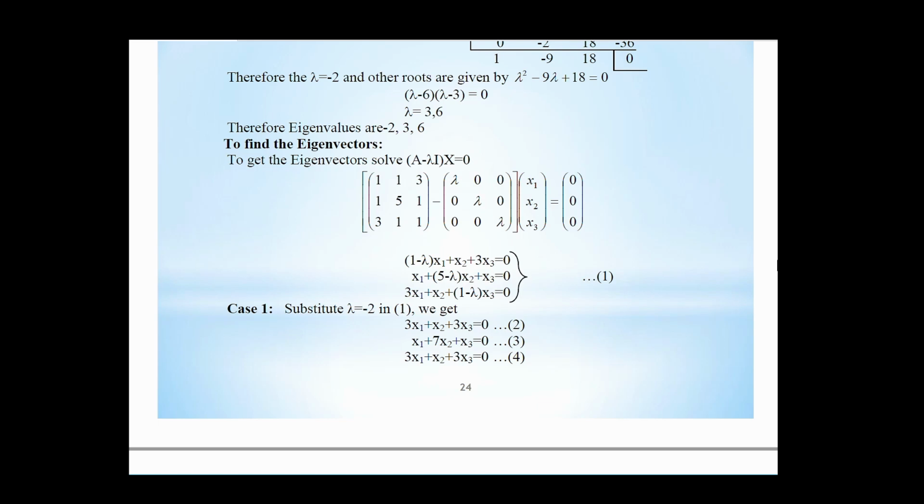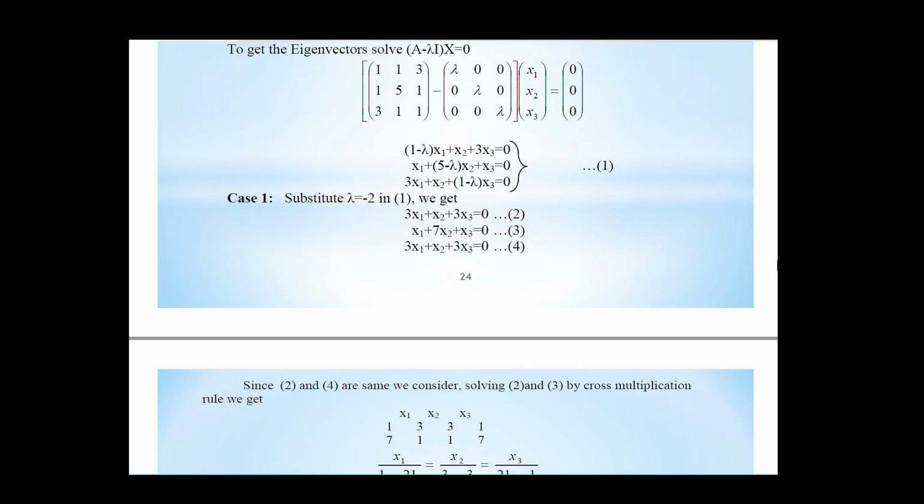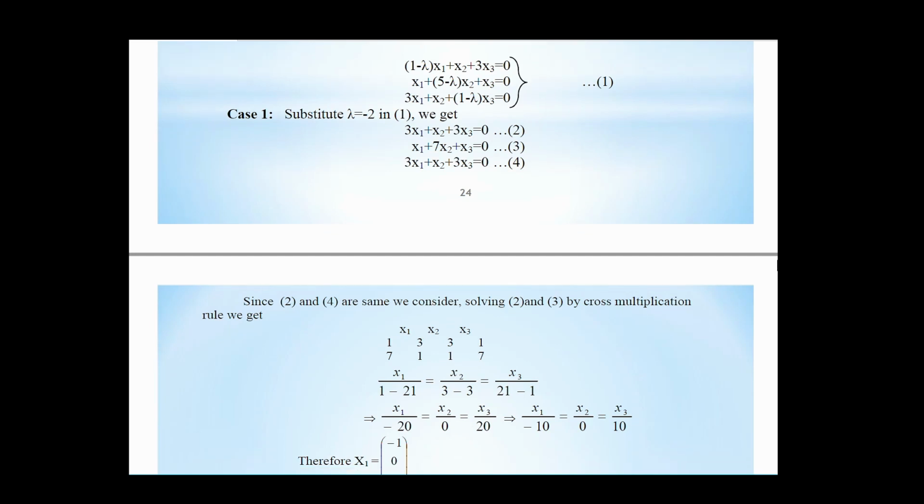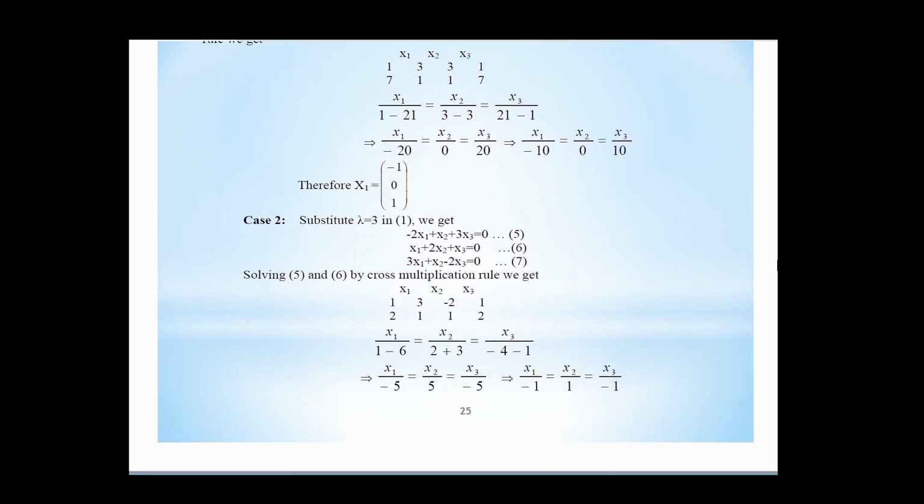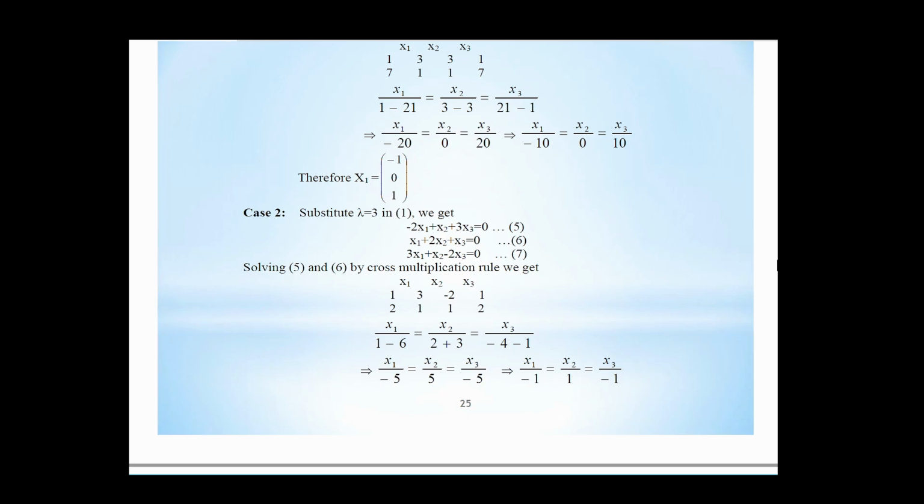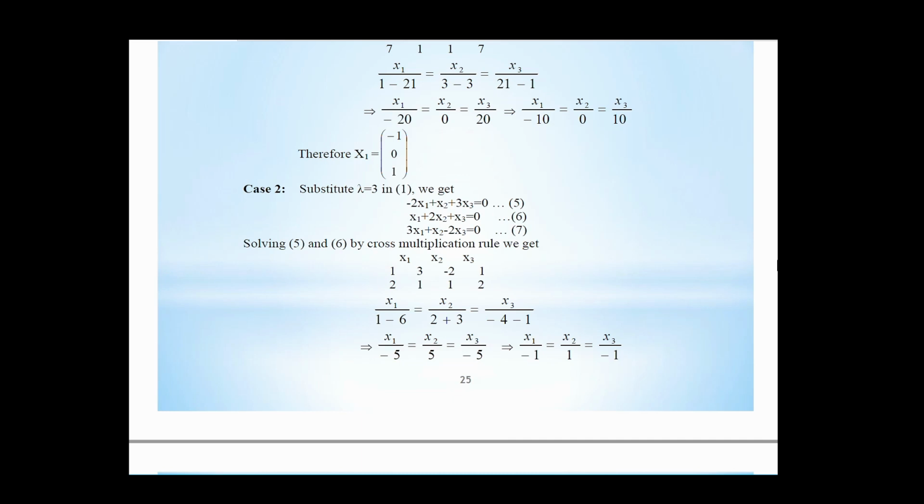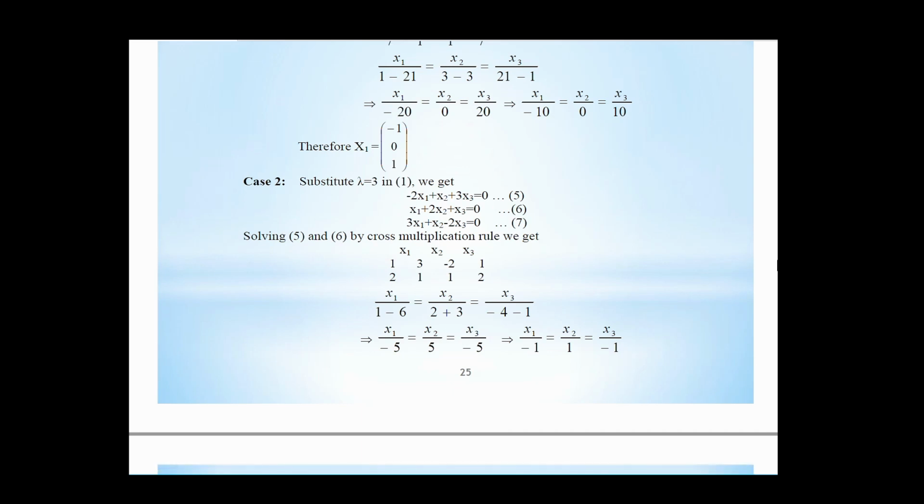Here we find the eigenvalues. These eigenvalues are all distinct. Now we find the eigenvectors. We form the system of equations from the original equation (A minus lambda I) x equal to 0. So we substitute the first eigenvalue lambda equal to minus 2. We form a system of equations and then solve by using the cross multiplication rule. We get x1 equal to minus 1, 0, 1, and in the second case we apply the second eigenvalue lambda equal to 3 in the above system of equation 1.